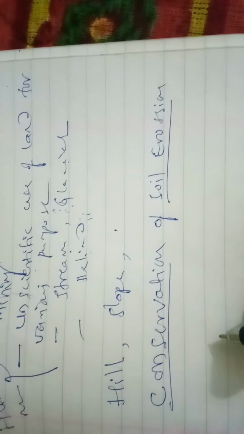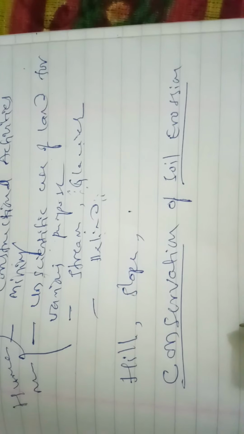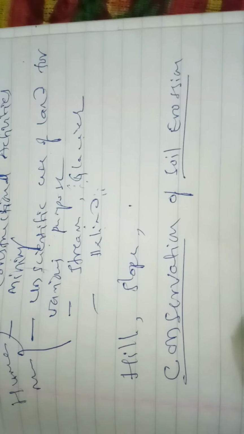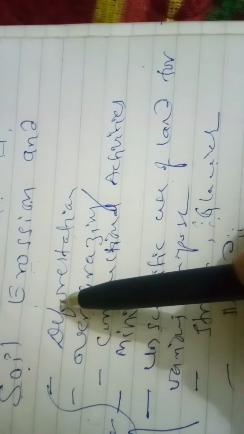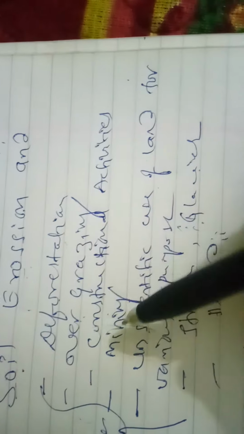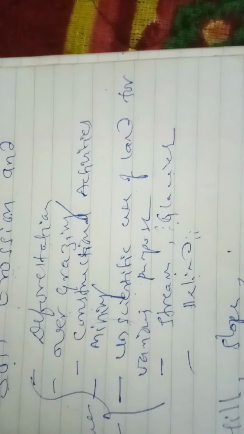Now, coming to the point, what are the measures we have so that we can conserve or prevent soil erosion, the steps to control it, or measures to overcome the problem of soil erosion. Now, before discussing the conservative measures, let us recall once again the causes. Number one, deforestation.